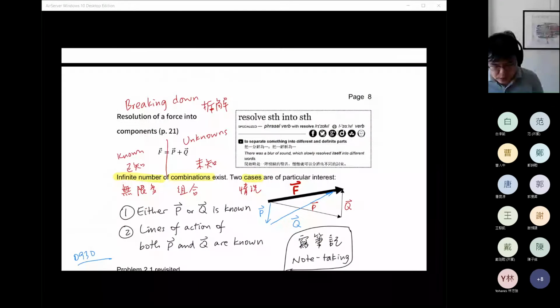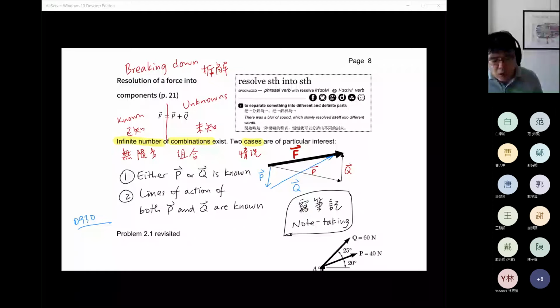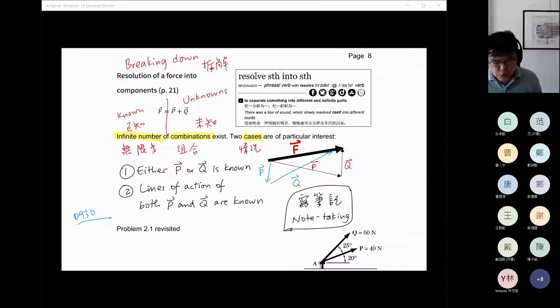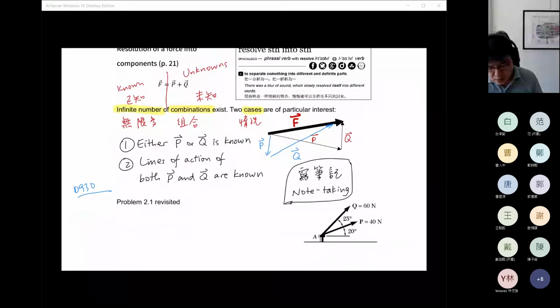Before the end of the class on Thursday, we began discussing how to break down a force into two, making one force into two forces. As we all know, there are an infinite number of combinations for breaking down one force into two forces. In the textbook, it says the resolution of a force into components, but you can think about it as breaking down a force into two, okay?